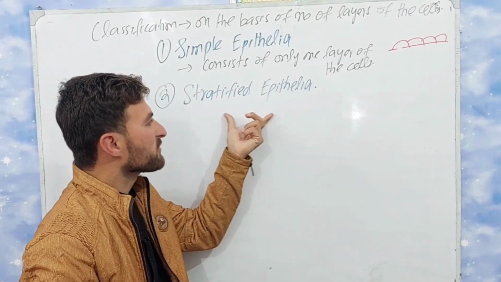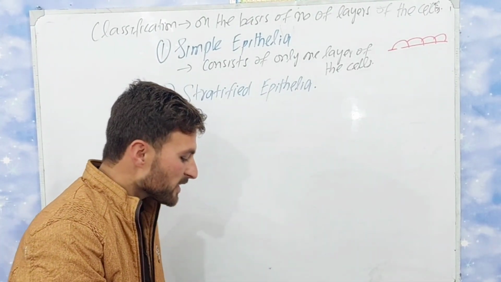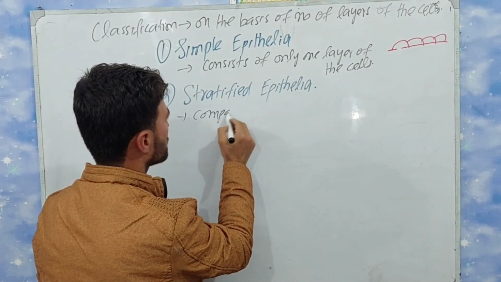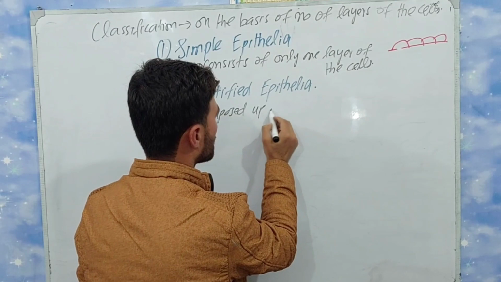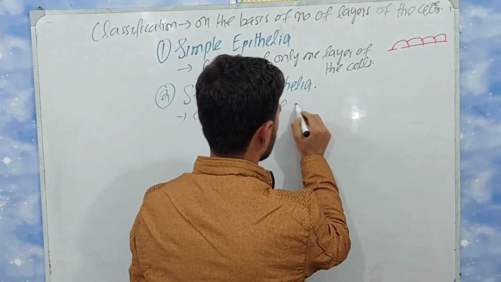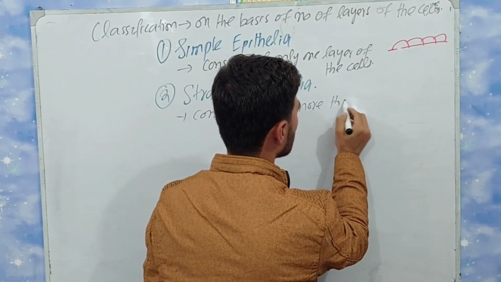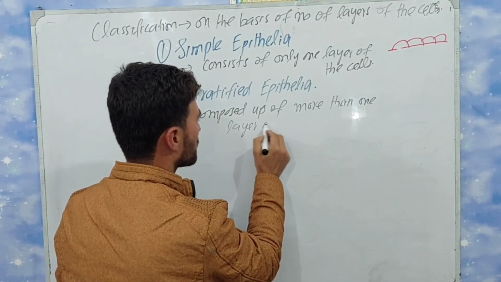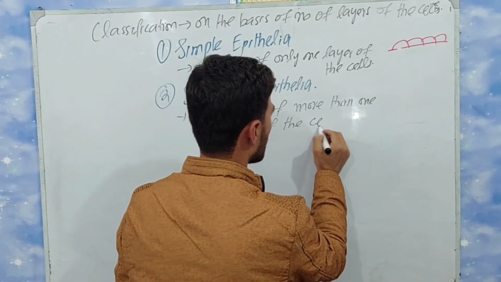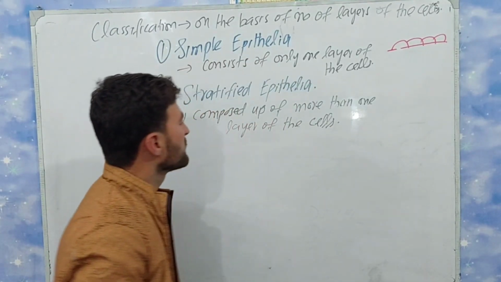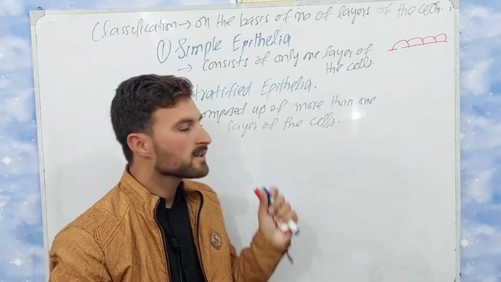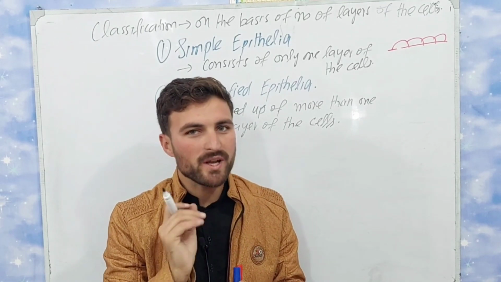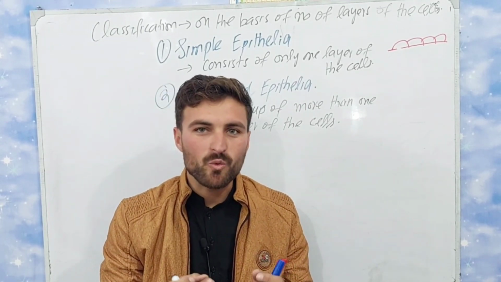Let's discuss the stratified epithelia. The stratified epithelia is composed of more than one layer of the cells. The stratified epithelia contain more layers. It doesn't have only one layer, it has more than one layer.